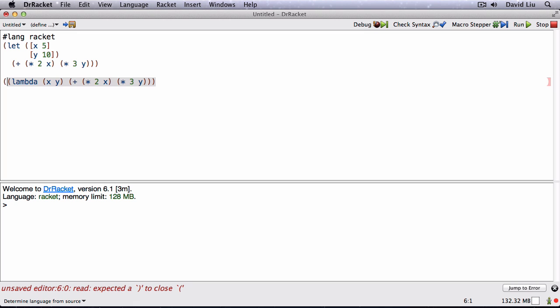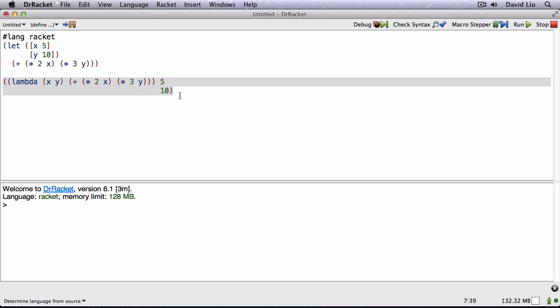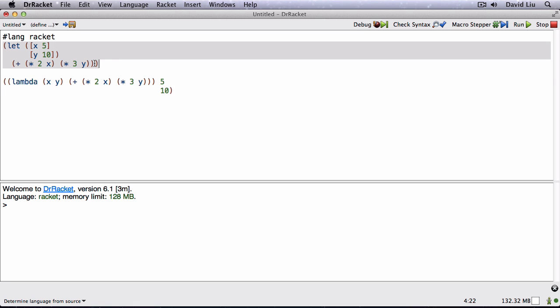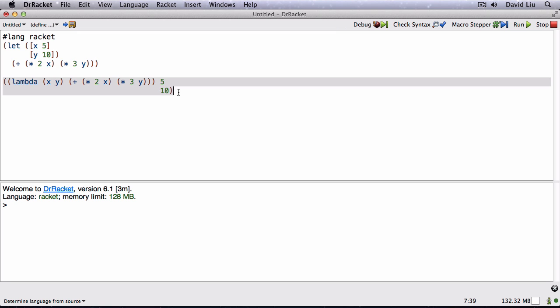Take this function and call it on arguments 5 and 10. And hopefully when you see this, you realize that these two are exactly the same. Over here, we take the body of the let expression and substitute the values 5 and 10 for x and y. Over here, we know that function evaluation is simply substitution. And so we take these arguments, 5 and 10, and sub them in for x and y in the body.